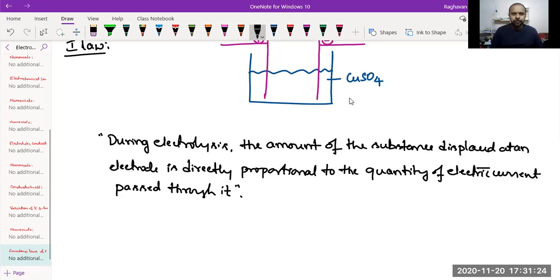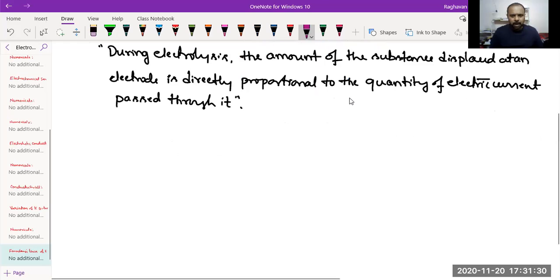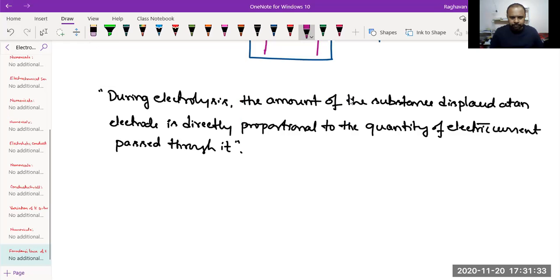Let us give a mathematical form for this. The amount of the metal displaced is W. It is directly proportional to the quantity of electric current Q. Basically, W proportional to Q. Or if you want to make an equation of it, then W is equal to a constant Z into Q.